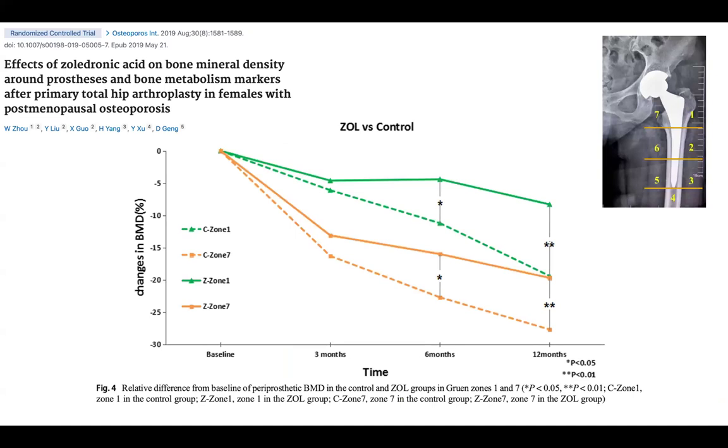And I think so. This was an interesting study looking at zoledronic acid, and it really did effectively inhibit the loss of bone mineral density around the prostheses. It looked at the Gruen zones and found that there was a significantly lower decrease in bone mineral density.